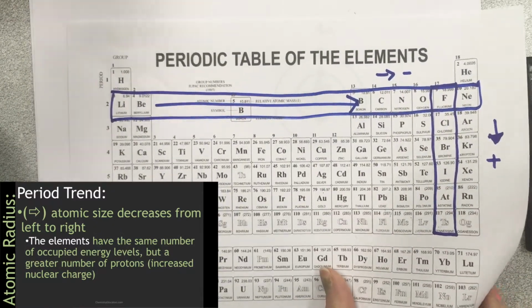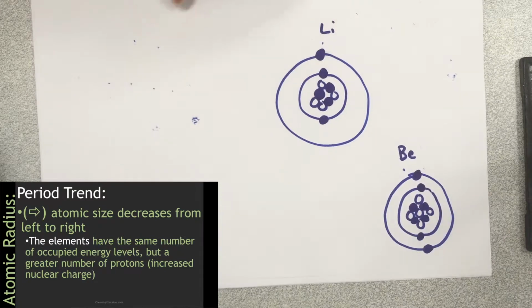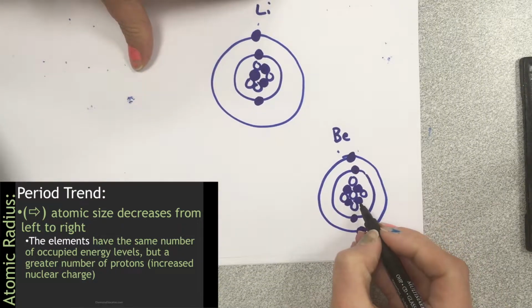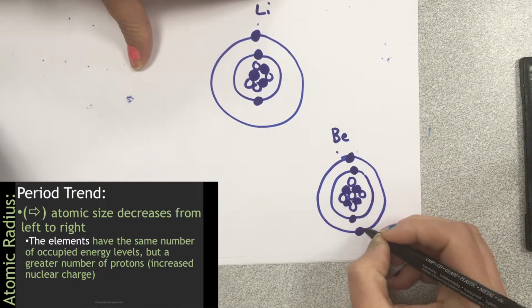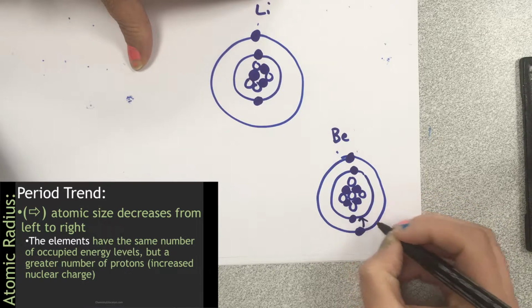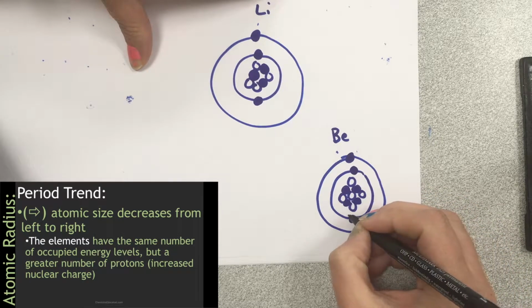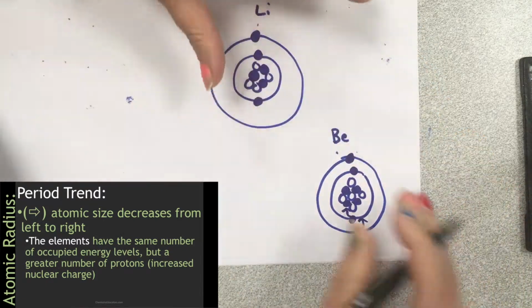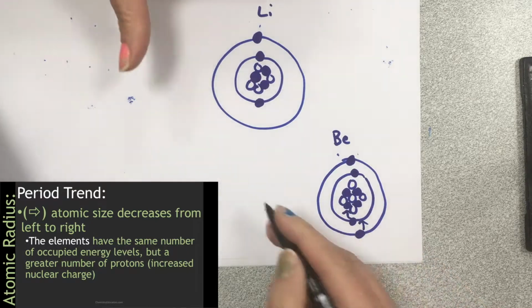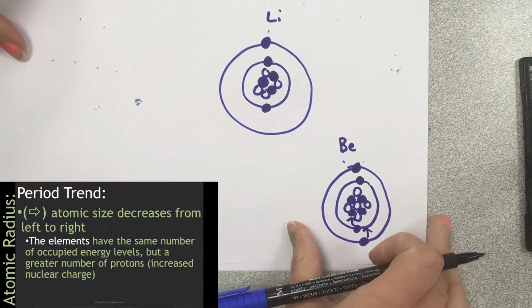So, I mean, it would make sense that it would get bigger, but actually it doesn't, and that's because of these protons. These protons are positively charged, so this positive charge will actually pull in these electrons towards the protons. So the atom is actually shrinking as we go to the left. I'm sorry, as we go to the right.